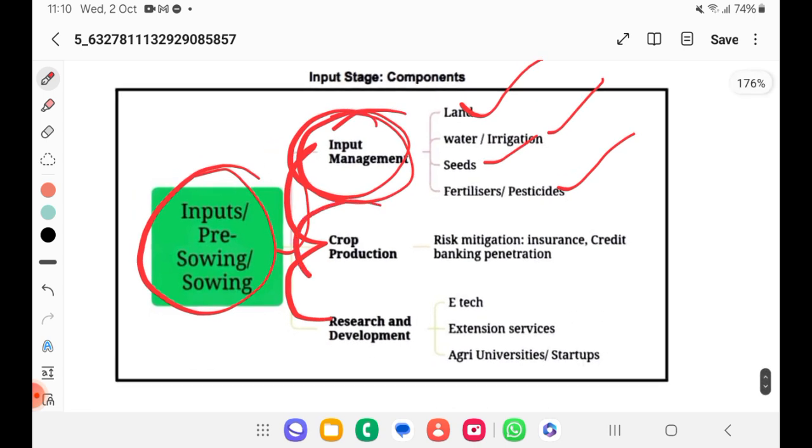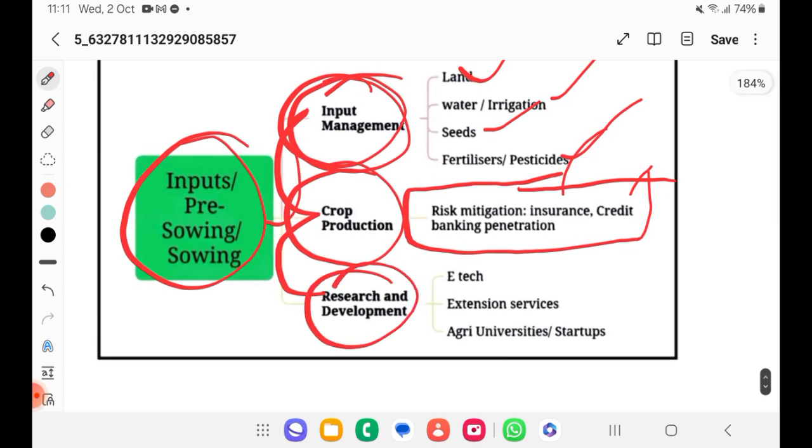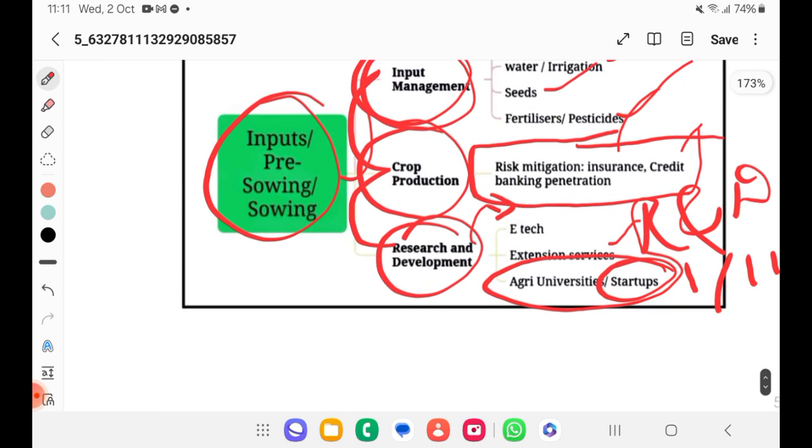Then we have crop production. For this we should be knowing about risk mitigation, that is insurance, credit, banking penetration, etc. Then R&D should be done. From some data point we have seen, if you spend 1 rupee in R&D, you will get 11 rupees in return, right? So you should be knowing about e-technology and extension services, agri-university or agripreneur or startup. So this is the point we have noted down.